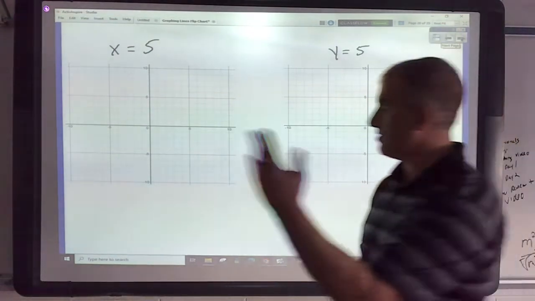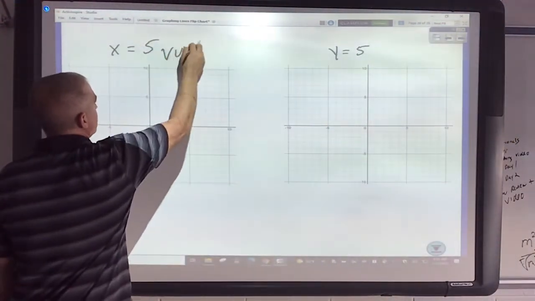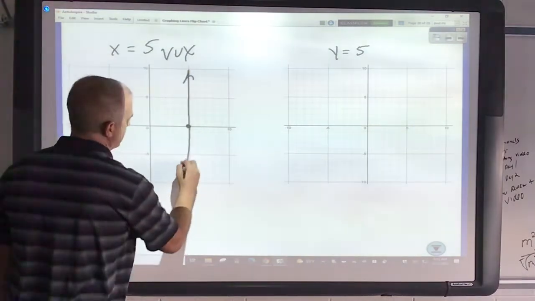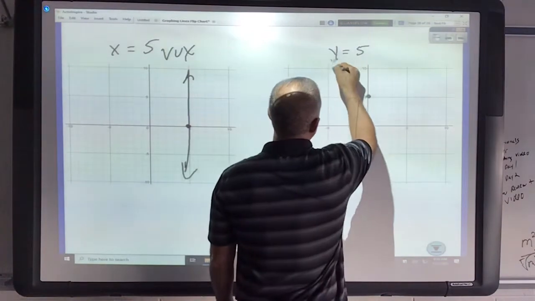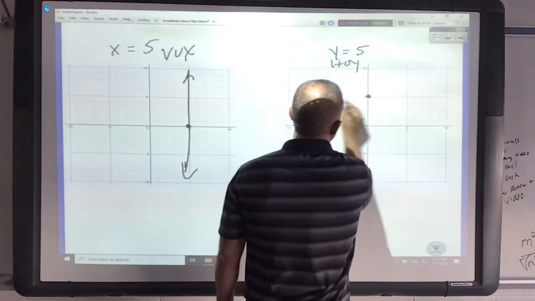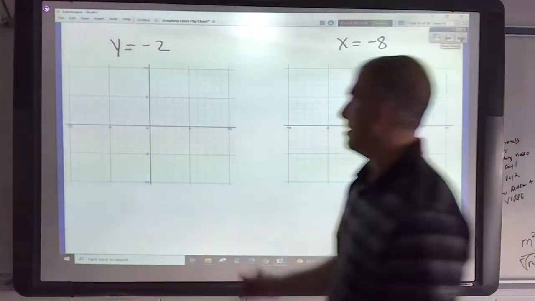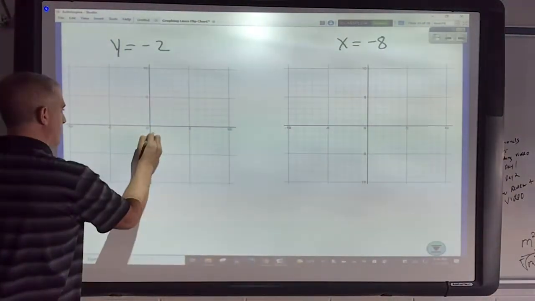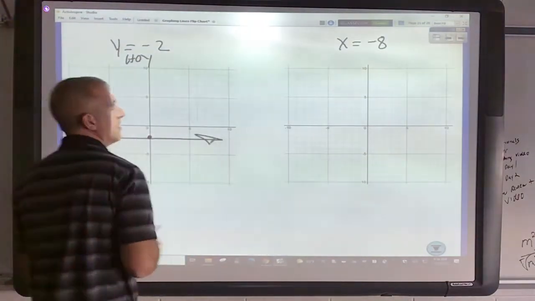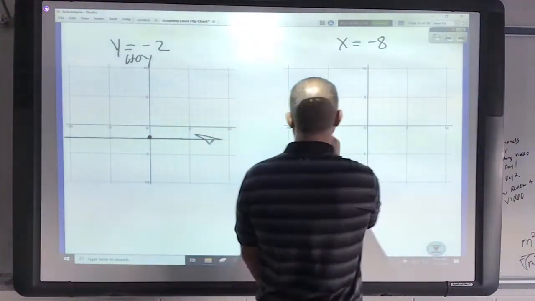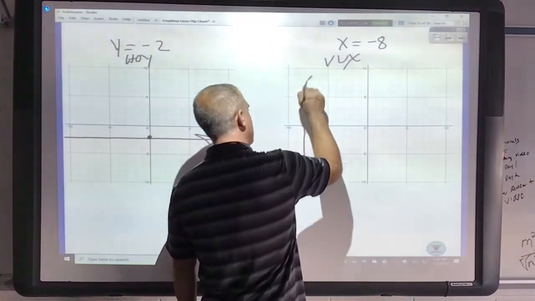Now these are the ones, all right, this is x equals 5, so 5. This is a box, so it means that's a vertical line. This is y is 5, and since that would be a hoi, we're drawing a horizontal line. Okay, this is y is -2, and that is a hoi, so we draw a horizontal line. This is x is -8, and this would be a box, so we got a vertical line.